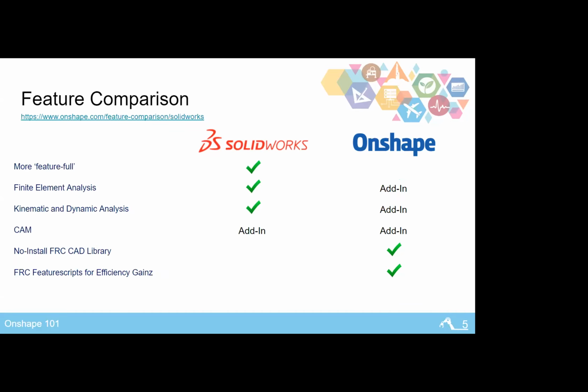SolidWorks is a more powerful platform. There are going to be features that SolidWorks or Inventor has that Onshape doesn't have. But from my perspective, this isn't really anything that's going to be a deal breaker for designing a robot. SolidWorks has more FEA and CFD and dynamic analysis, motion analysis built in.